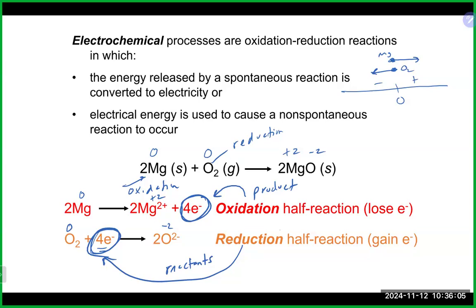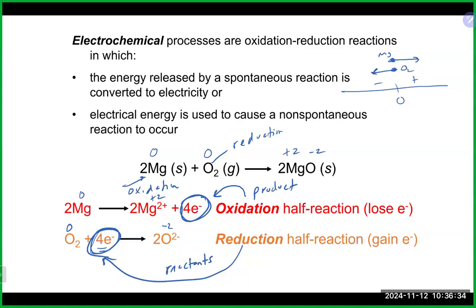We always have a balanced number of electrons. And what I mean by that is whoever loses electrons, however many electrons they lose, is the exact same amount of electrons somebody else gains. The electrons in these half reactions should always be the same number. And sometimes that does require you to multiply a half reaction by a number, or maybe both half reactions by a number, to get them to the same number of electrons. But they should always be the same number of electrons.